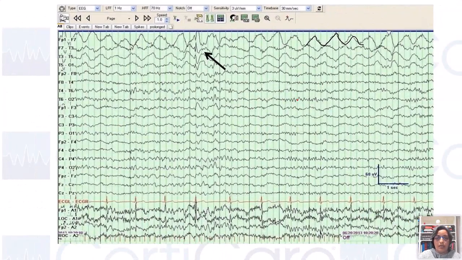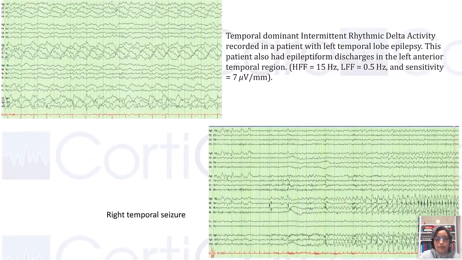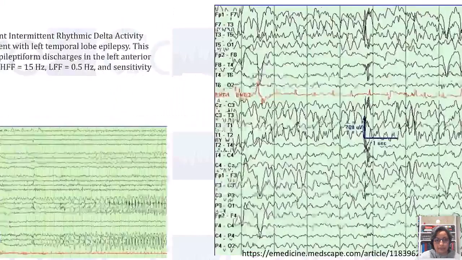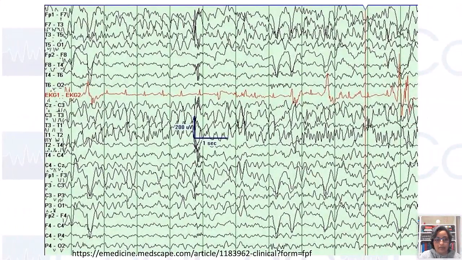Here you see the lateralized rhythmic delta activity with faster frequencies, spike and wave discharges at the temporal lobe. Here is another example of temporal dominant intermittent rhythmic delta activity with faster frequencies. And at the bottom right here is a right temporal seizure. This is another example of a left temporal seizure in progress.